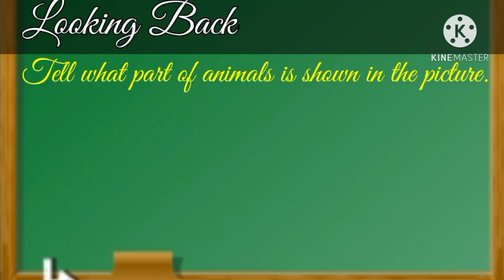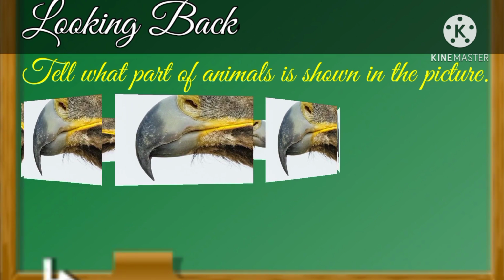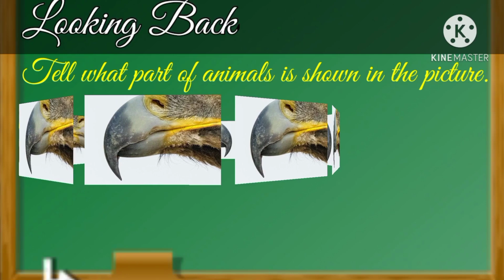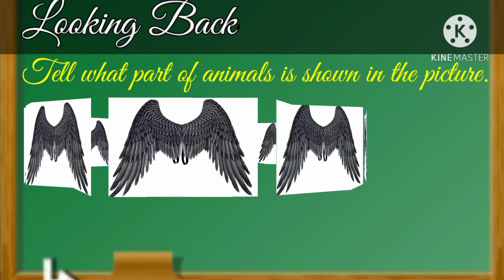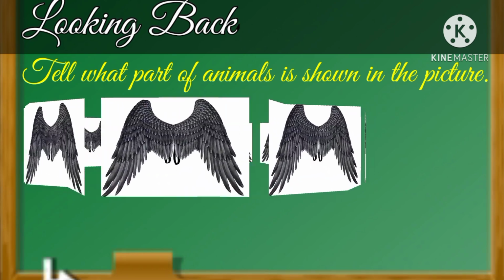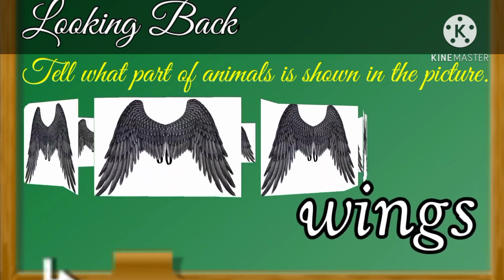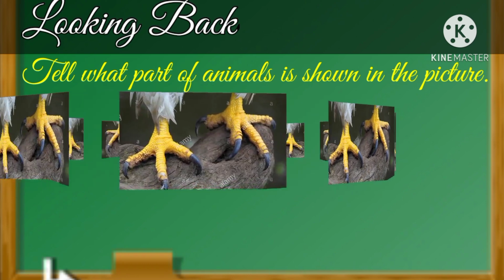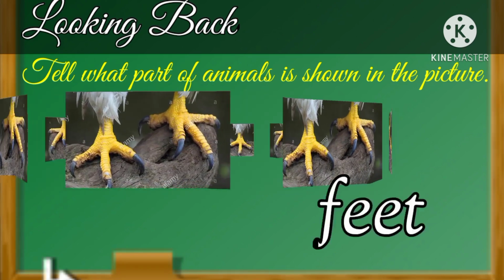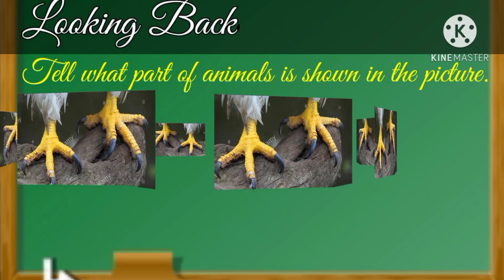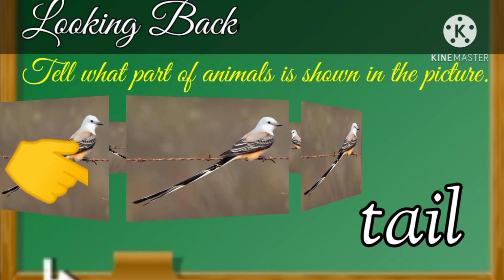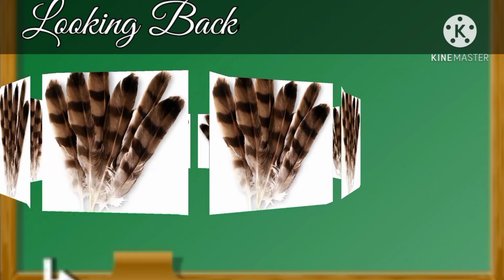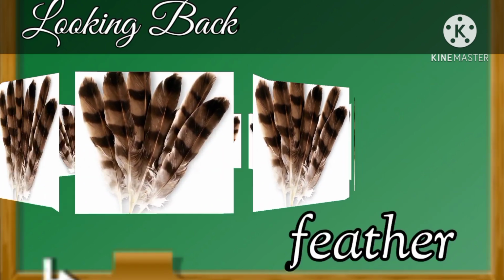For our short review, tell what body parts of animals are shown in the pictures. That's right, beak. Yes, wings. Very good. Feet. Excellent, that is tail. Right, feather.